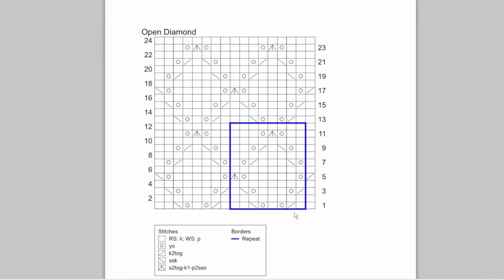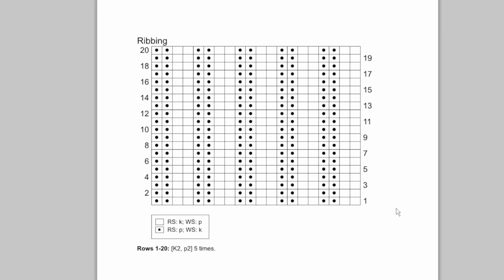This chart shows you examples of symbols for decreases and yarn overs. So those are the very basics of chart reading.